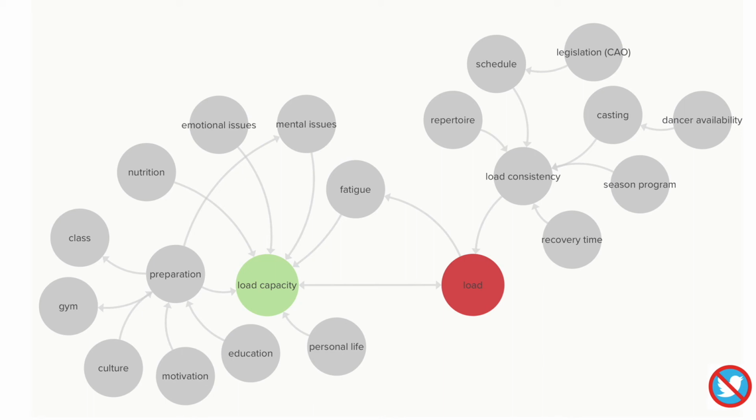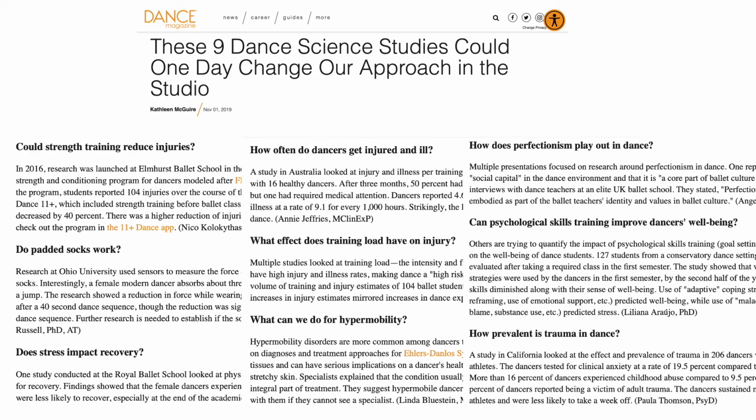But the interesting thing here is that there are many factors that were in some way related to changing load capacity or changing load. And when I try to look at that, I know that it's still quite simplistic. And I was checking this really nice summary of the good works that were presented last year in Montreal in the IOC 2019, those dance science studies that could one day change our approach in the studio.